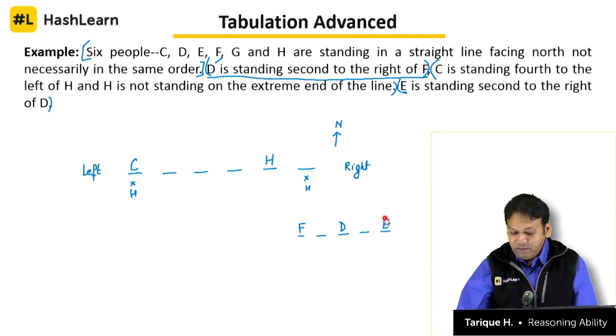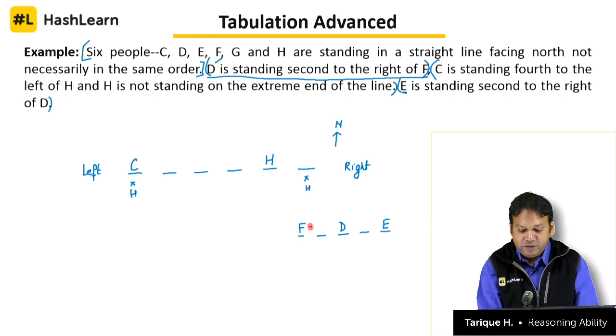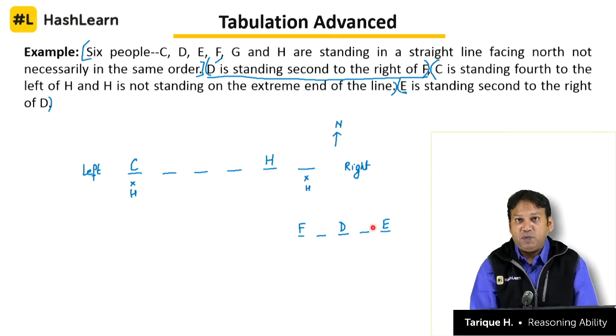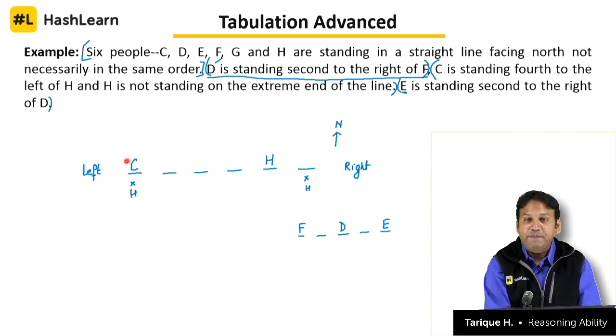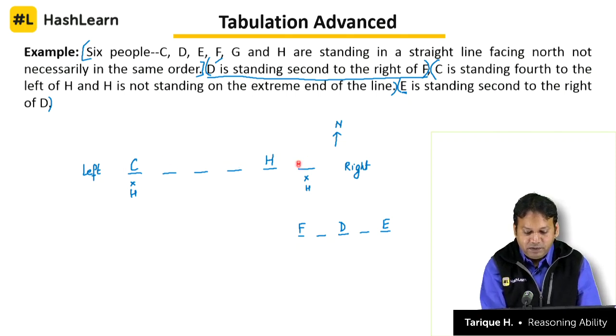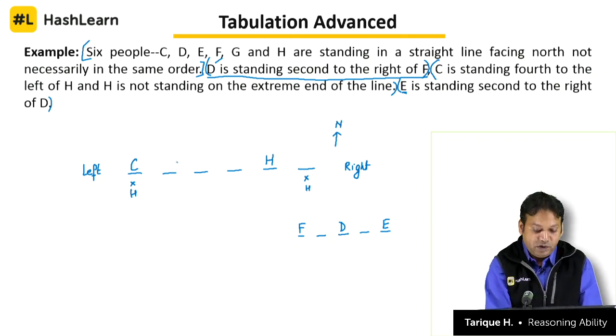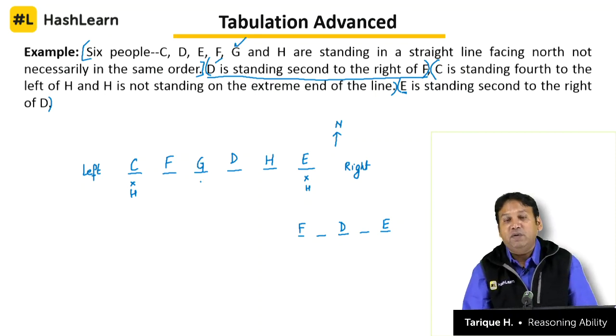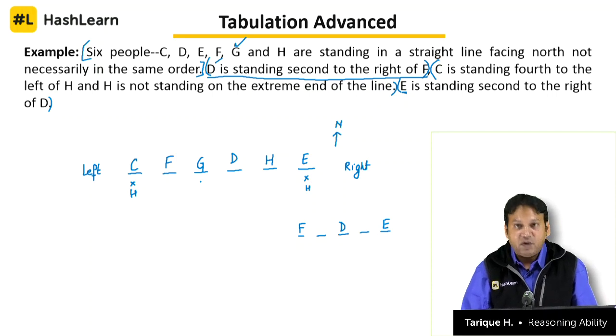That means going from left to right, from F to E, we need 1, 2, 3, 4, 5 positions, and in total we have 6 positions, and the leftmost position is already occupied. So that's the only way we can do it: we place F here, then D will come here, and then E will come here. So let's place F here, dash, and then this becomes D, and this becomes E. Now the only one left is G, so we place G in the last position, and our order will be complete. So now we know exactly who is at what position, and all of them are facing north. Clear? So let's go to the questions and see whether we can solve the 3 questions or not.